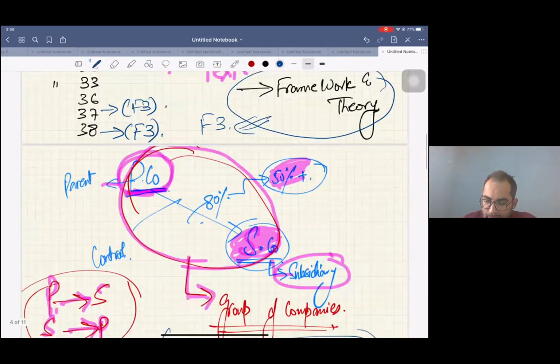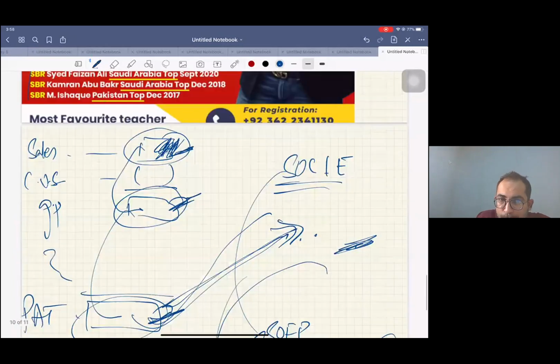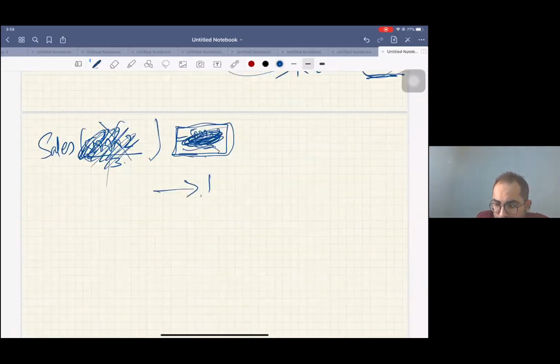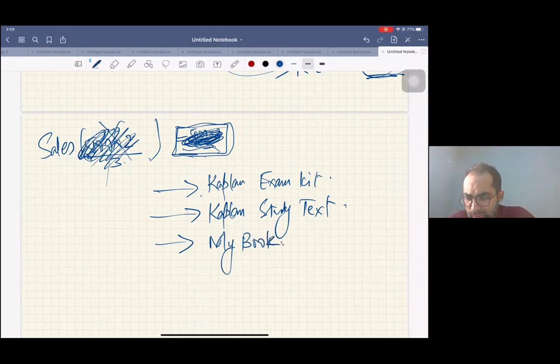Now let me finally summarize the documents which you must have for the class. Kaplan exam kit number 1 and Kaplan study text. There is one more book, my book, which I'll provide you in the form of handouts; that's my responsibility. But you need to buy these two, the Kaplan exam kit and the Kaplan study text.